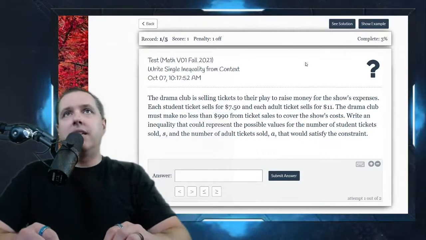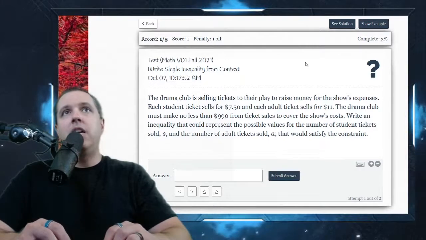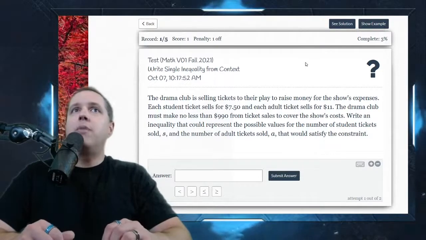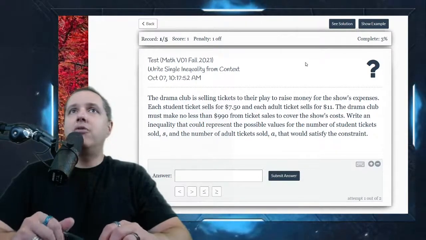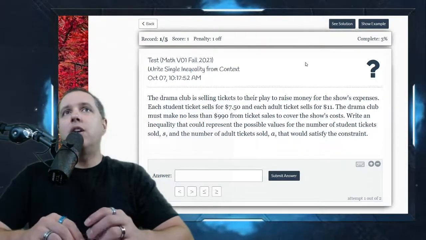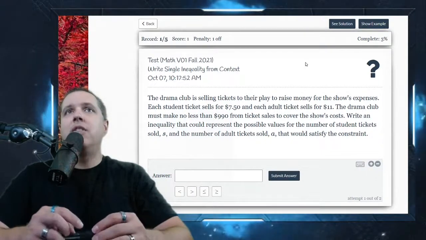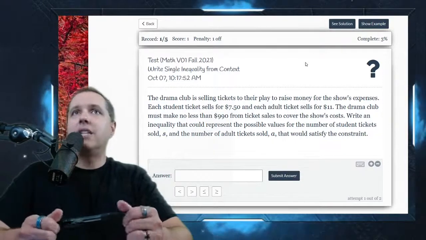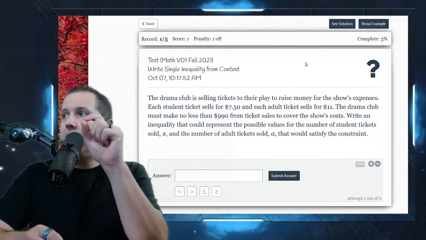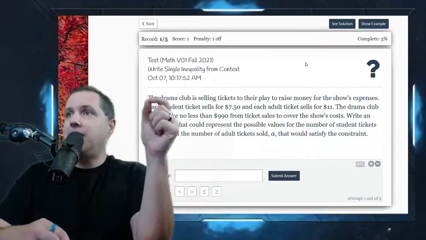The drama club is selling tickets to their play to raise money for the show's expenses. Each student ticket sells for $7.50 and each adult ticket sells for $11. The drama club must make no less than $990 from ticket sales to cover the show's costs. Write an inequality that could represent the possible values for the number of student tickets sold S and the number of adult tickets sold A that would satisfy the constraint. So again, if you take the number of tickets sold of a certain type times the price of that type of ticket, you get the money generated by that type of ticket.